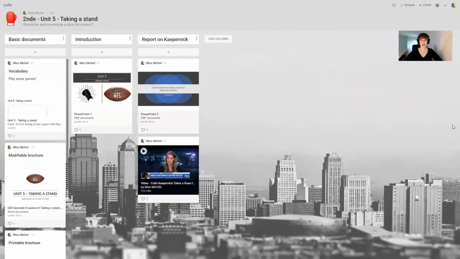Today we are starting a new unit, a new chapter, and it is called Taking a Stand. Before we get into the brochure, let's have a look at the little Padlet I've compiled for you. So this is the Padlet. As you can see, it's not very full at the moment, but you have the first column, which is called Basic Documents. And you see that the first link is entitled Vocabulary.